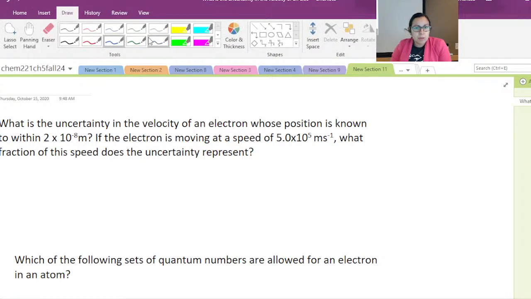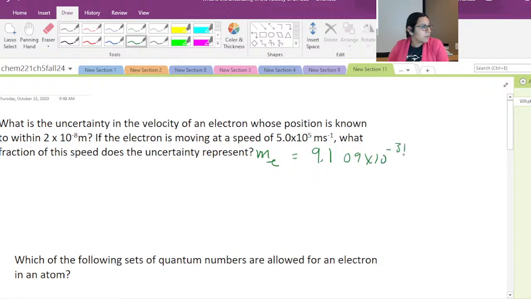And I'll give you a little piece of information just in case. The mass of an electron, if you didn't find that in your notes, is 9.109 times 10 to the negative 31 kilograms, so that should help. So see if you can finish plugging that in. What formula do you need? And then see if you can do that second part. What fraction does that represent?